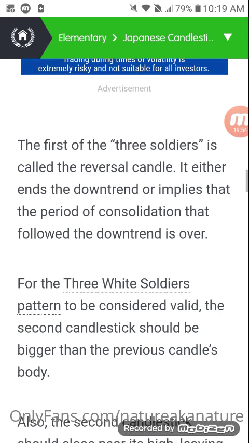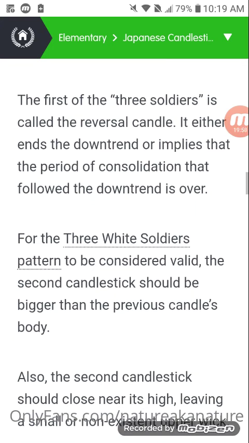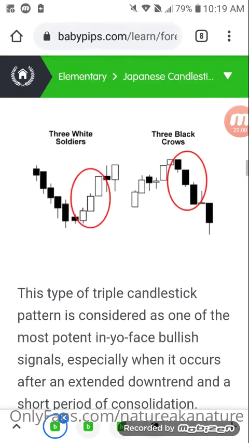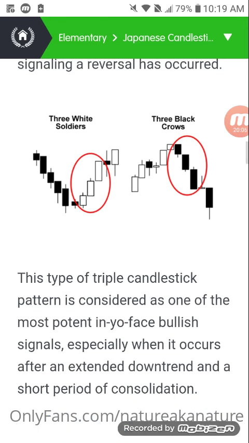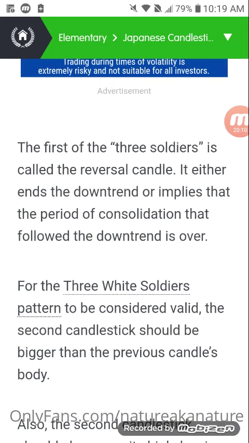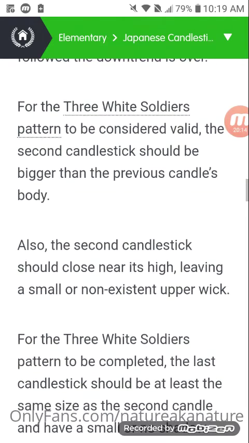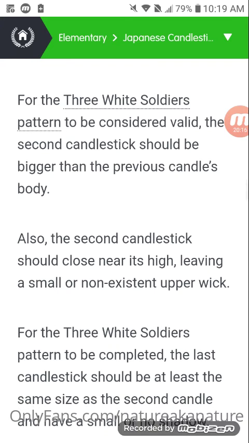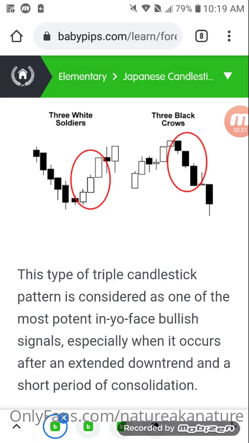For the three white soldier pattern to be considered valid, the second candlestick should be bigger than the previous candlestick. You see how the second candlestick is bigger than the first candlestick. That's how you know that it's valid. Also, the second candlestick should close near its high, leaving a small or non-existing upper wick. You should see that.